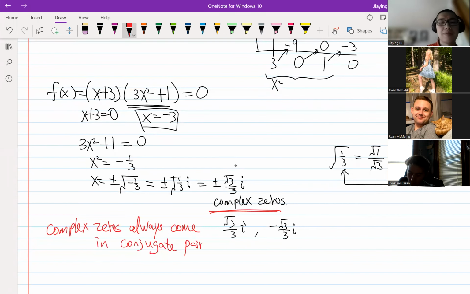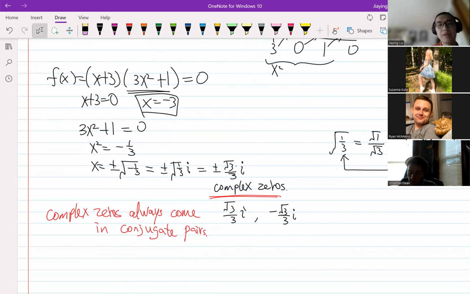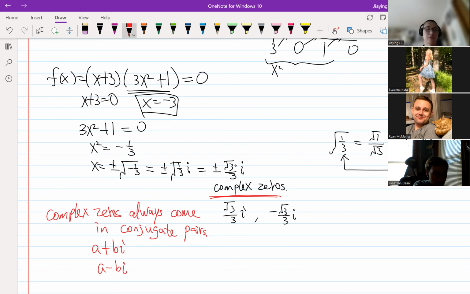What that says is that if you have one complex zero at the end, there must be another one that comes with it. There are always going to be 2 or 4 or 6 complex zeros. It's never going to be 1 or 3 or 5. So they always come in conjugate pairs in the form of a plus bi or a minus bi. A could be 0, b could be 0, but for complex zeros, usually the b is not 0. Any questions?